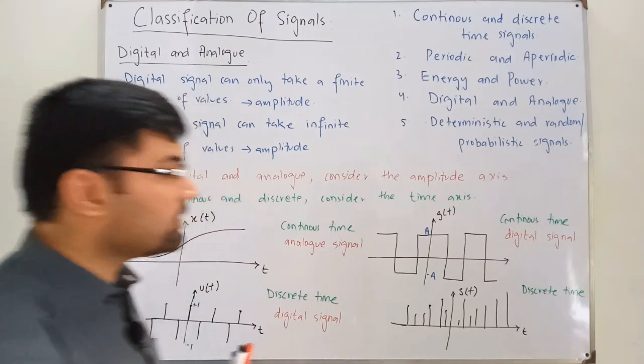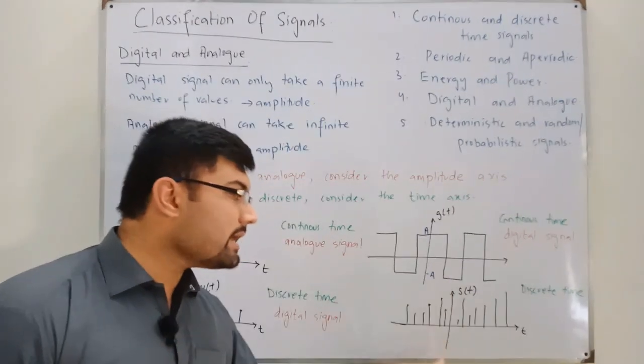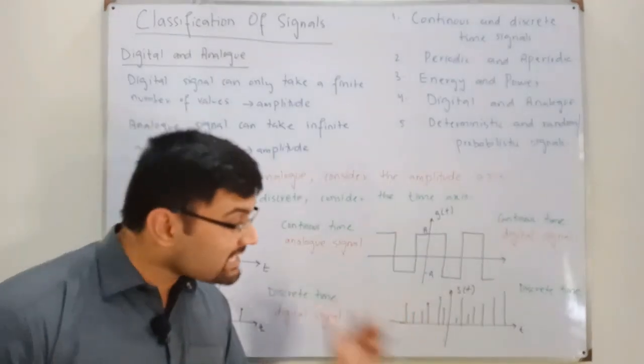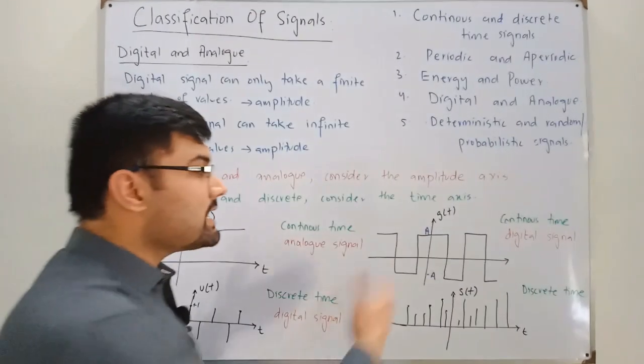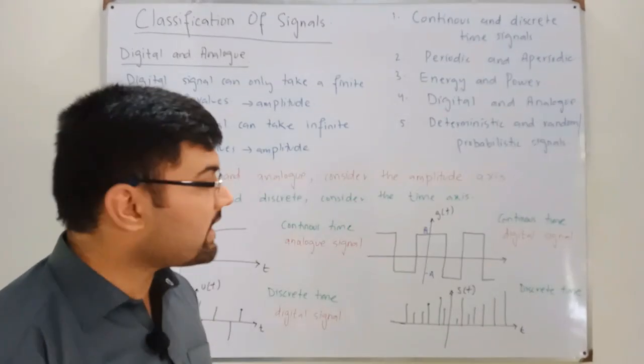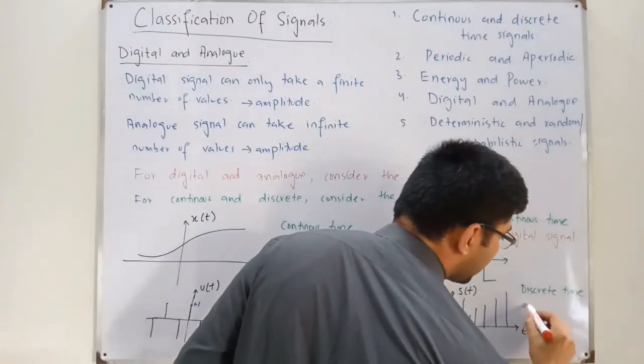And now I will look for the vertical axis. For the vertical axis, it has many different values. We don't have the value over here, but we can check with the naked eye that it is taking as many values as you like. So this is taking an infinite number of values as its amplitude. So this is a discrete time analog signal.